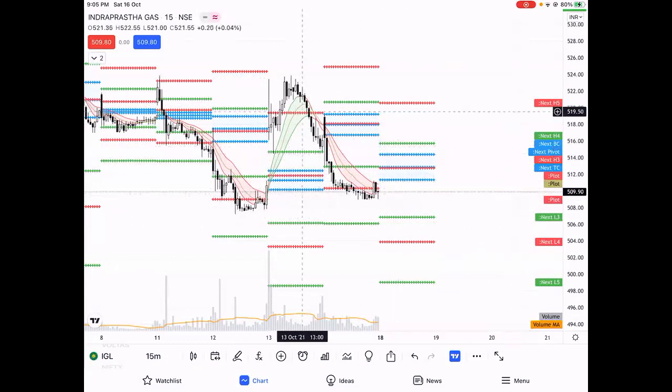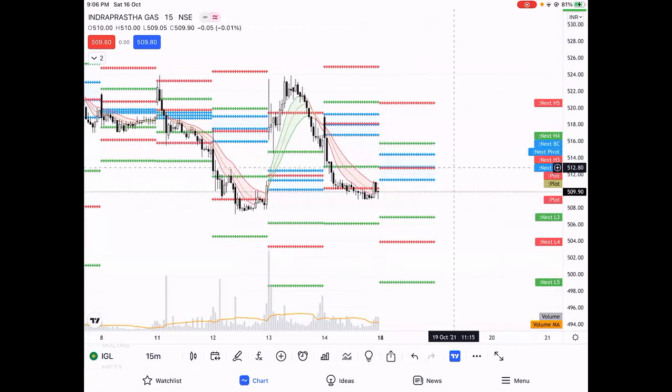It might be that it can form a U-shaped pattern, a U-shaped recovery. But for that also, firstly, your pivot should be taken out. Secondly, your BC should be taken out. But the ultimate barrier is your BC, right? If BC is not taken out, then logically we have the nearest H4 breakout level to your CPR. So for conservative traders, let's keep 515 as your breakout level. Unless and until 515 is taken out, conservative traders should not go long in this IGL script, right?